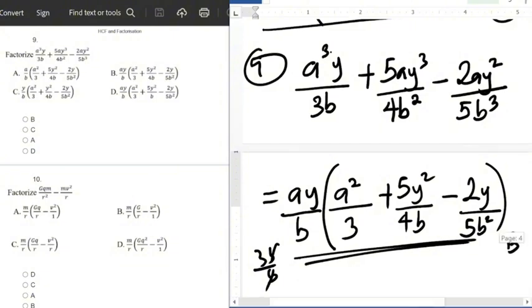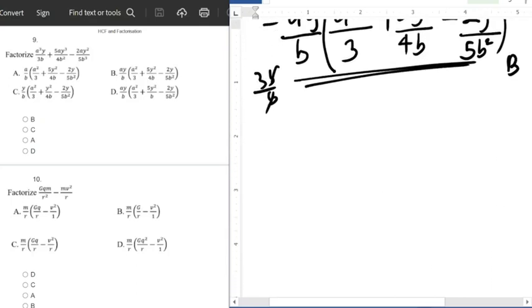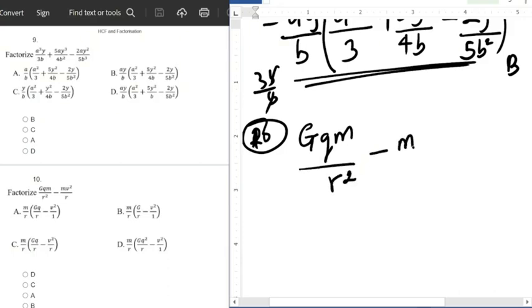I hope this is very clear. So we'll move to question number 10, sorry for that. So question number 10, we have GQM all over R squared minus MV squared all over R. So the same thing can be done here as well. So we'll observe the numerator first. What is common to the numerator is what? M. So it's M. So that's going to be M all over.